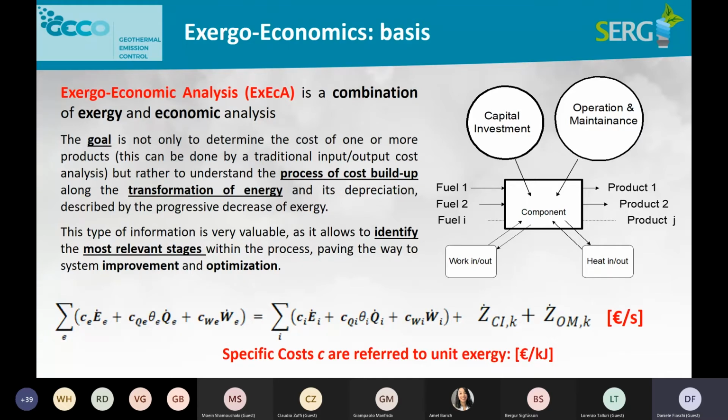The overall Exergo-Economic balance has the units of a flow of money per unit time, euro per second, for example, while the specific costs of Exergy flows are referred to the Exergy unit, here euro per kilojoule, and I am speaking about c parameters, not coefficients.